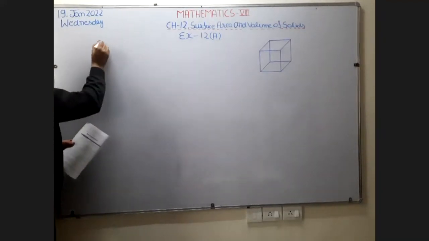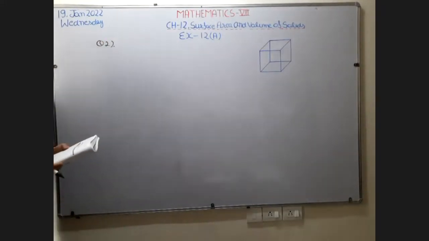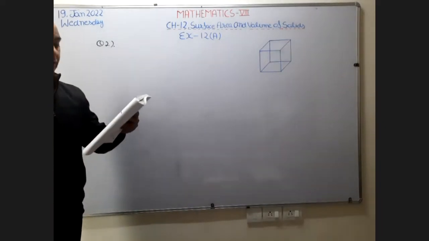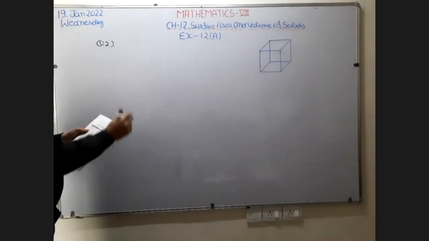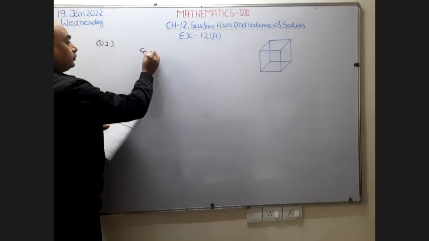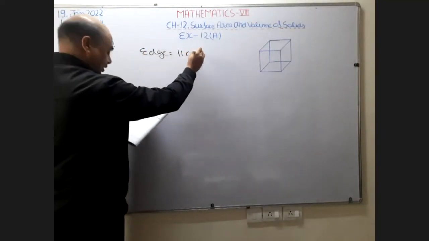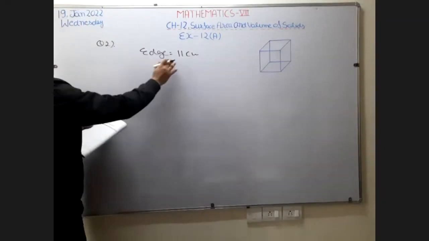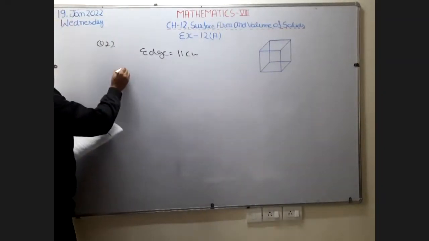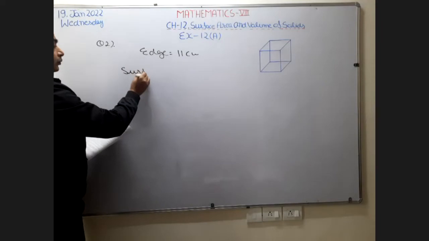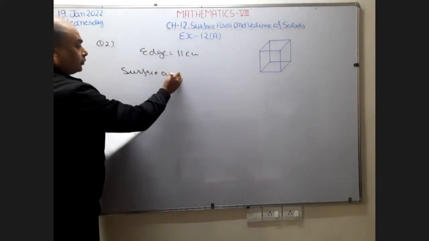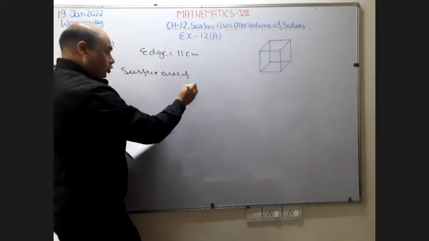Now check question number 2. What is given in question number 2? Find the surface area of the cube whose edge is given. So the edge of the cube is given, 11 centimeter. We are going to find the surface area of the cube.